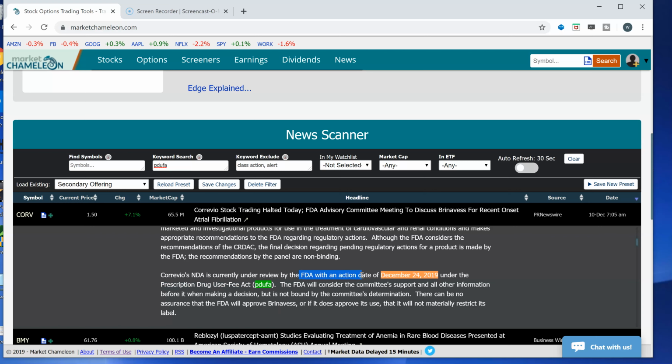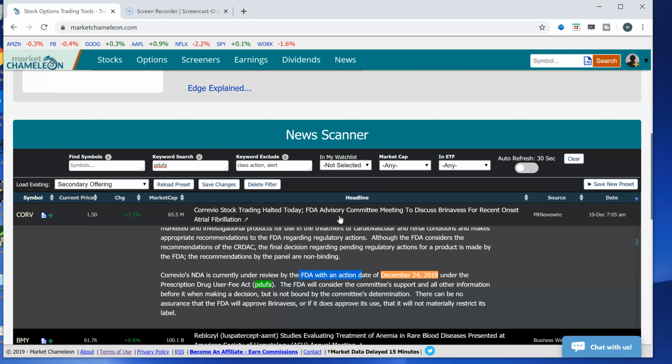There's going to be an FDA action date, and you could read a little bit more about that, but that's a potential date that the stock can experience a big move depending on what happens that day.